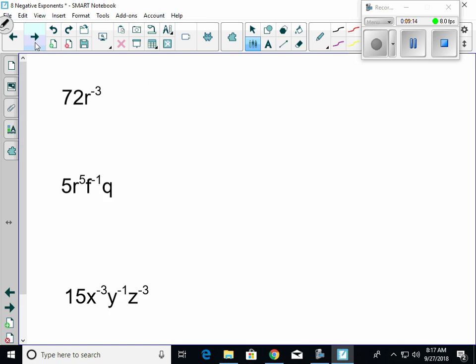Okay, let's do 3 last ones together before you try some out. Okay, the 72, that's fine as a numerator. The r to the negative 3, that negative exponent tells you that r is in the wrong part of your fraction. It needs to be in the denominator as a positive 3.